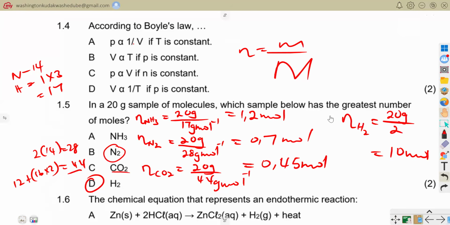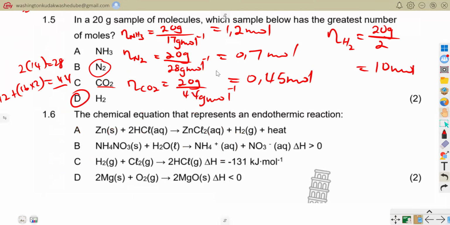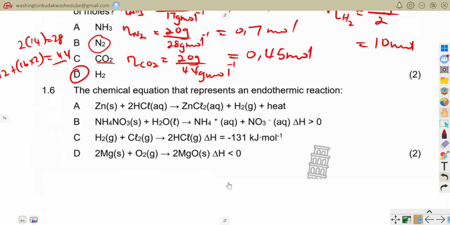Now let's look at 1.5. So 1.5 was now saying that the chemical equation that represents an endothermic reaction is which one? How do we identify an endothermic reaction?